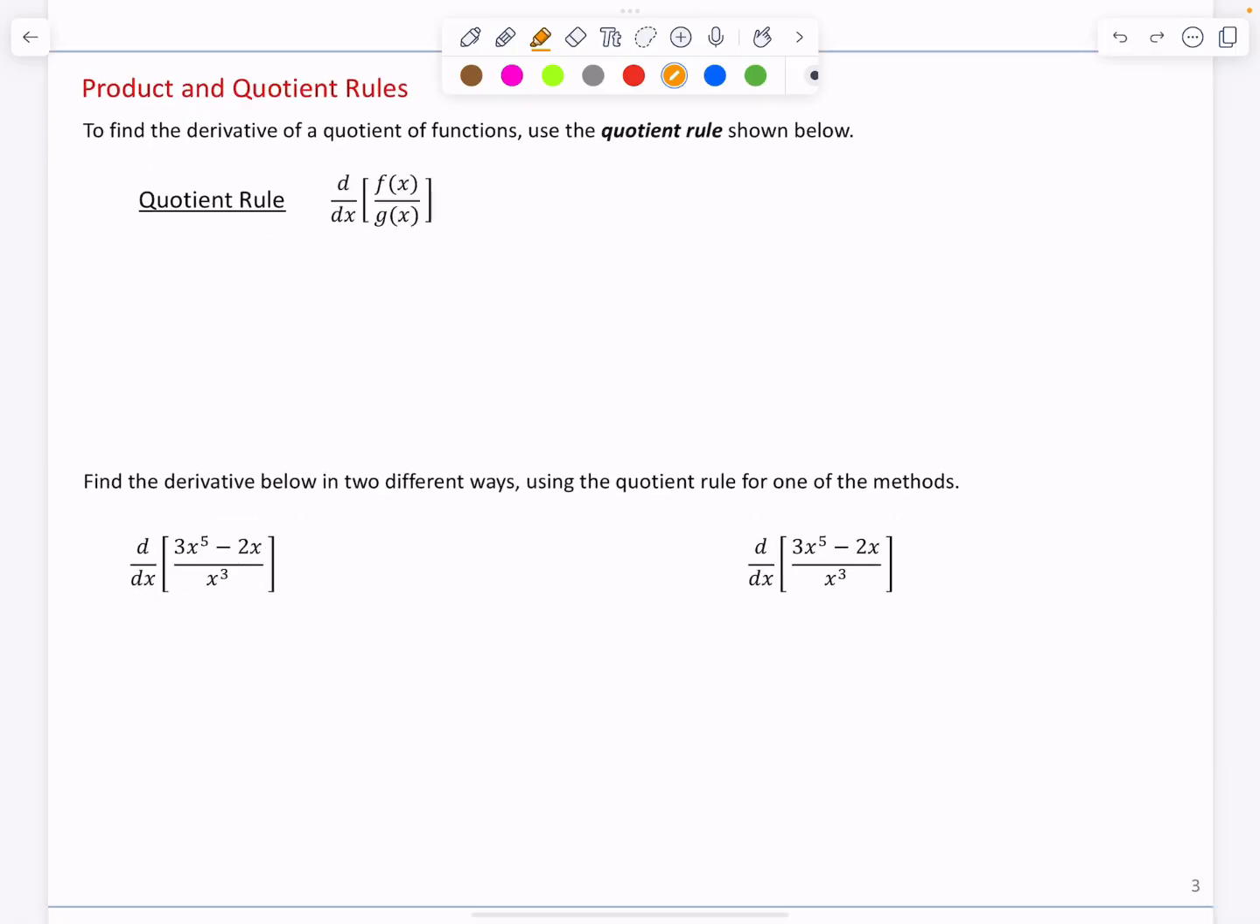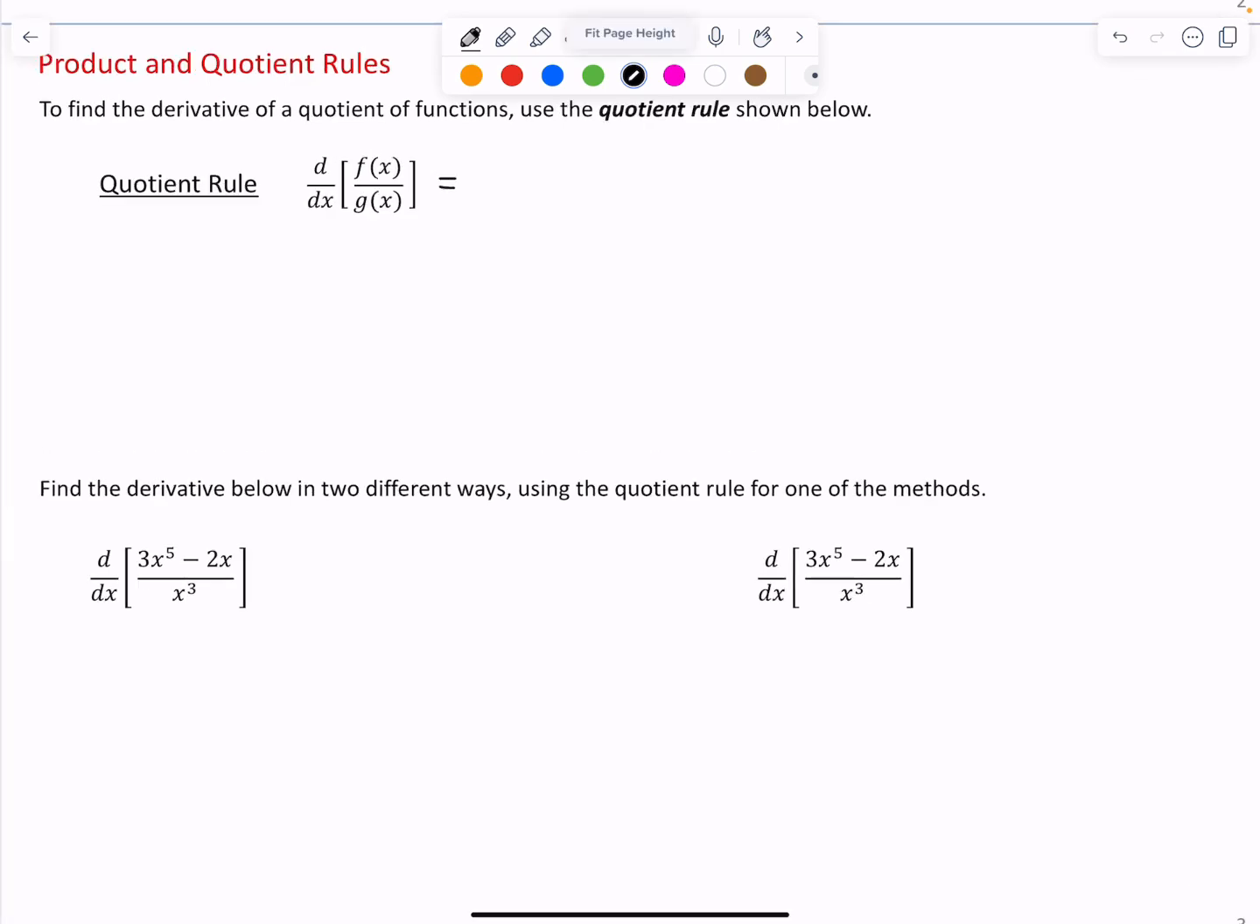To find the derivative of a quotient of functions, quotient meaning a fraction or division of functions, use the quotient rule shown below. So we have the differential operator, identifying x as the independent variable. And then we have a numerator function and then a denominator function. Now division is not commutative, meaning f divided by g is not the same thing as g divided by f. So it matters which function is the numerator. And the result of the quotient rule, which I will not prove, is we get the derivative of the numerator times the denominator, undifferentiated, minus the numerator undifferentiated times the derivative of the denominator. And then we divide all of this by the denominator undifferentiated but squared.